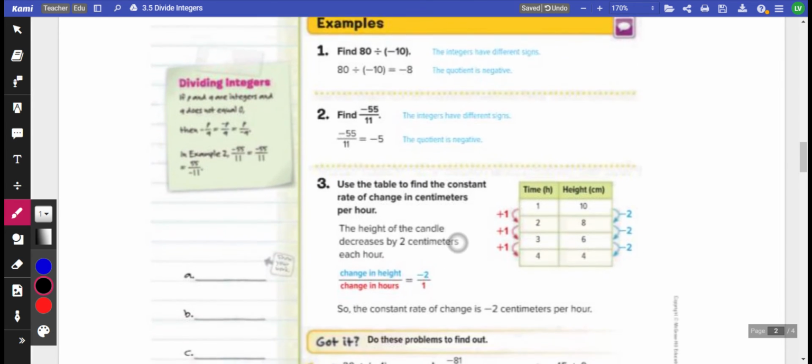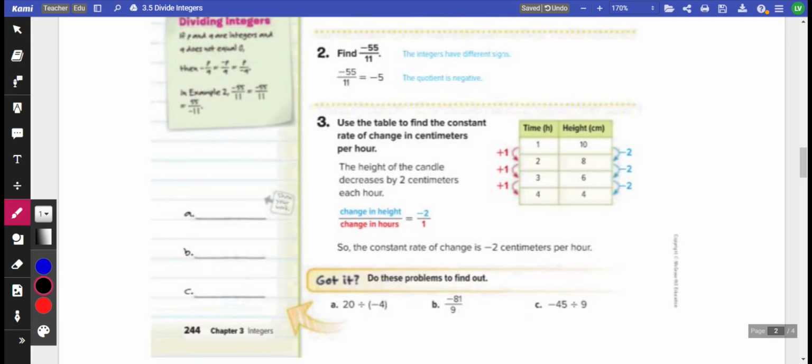So number 3 says use the table to find the constant rate of change in centimeters per hour. Well, the height in centimeters goes from 10 to 8, 8 to 6, 6 to 4. So if you notice on the right-hand side in blue, it says negative 2. So that means that the centimeters are decreasing by 2. And then on the left side, that's saying the hours goes from 1 to 2, 2 to 3, 3 to 4. So it's increasing by 1.